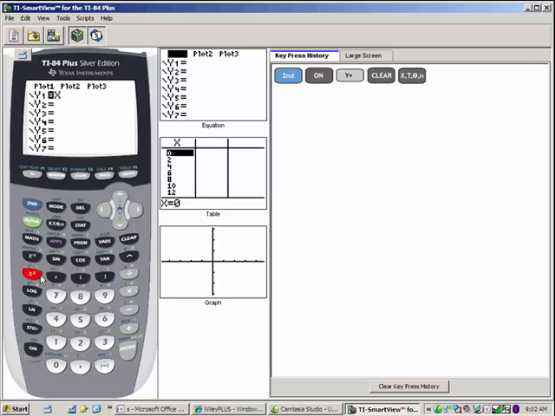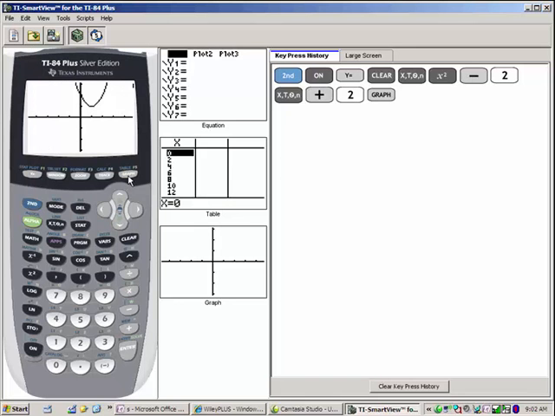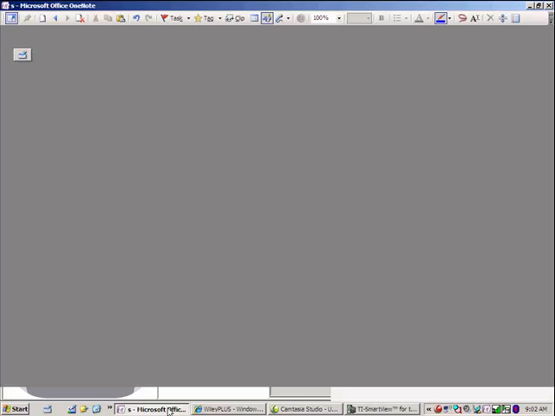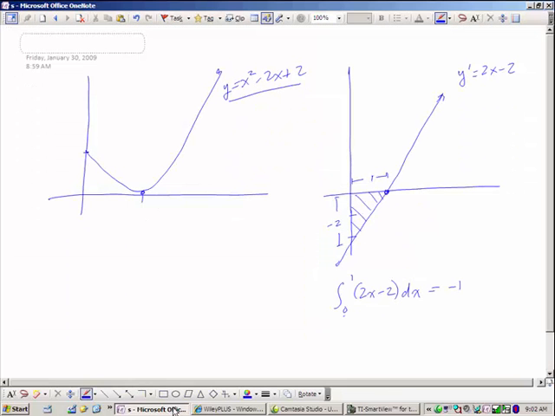Are you sure? X squared minus 2x plus 2? No, it's not right. It's supposed to be n. My function is... the derivative's right. The function should look like this, right? That's what the function looks like. But yeah, no, it does.